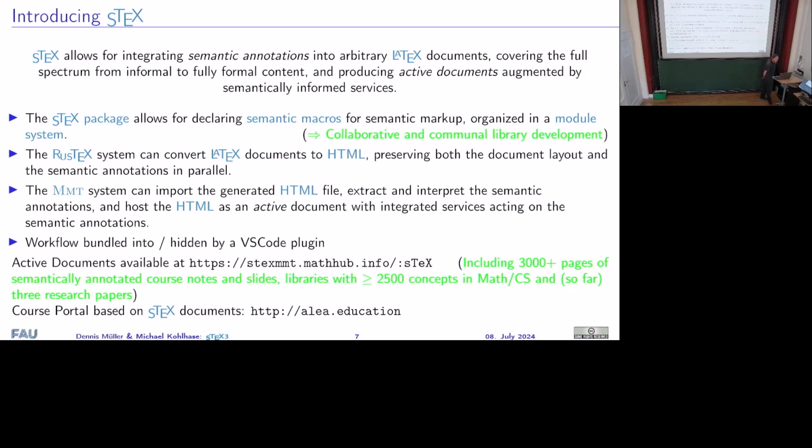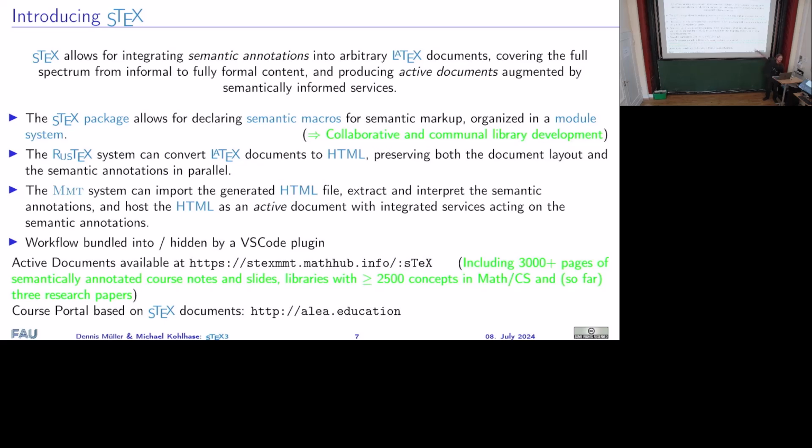We can also use the MMT system to then import that HTML, extract all of the semantic annotations, and serve as an additional semantically informed back-end to introduce more functionality into that JavaScript-oriented HTML. And since we're now at the point where we need 3 pieces of software, we introduce a 4th piece of software that integrates the other 3 so that you don't have to deal with that, which is a VS Code plugin, which you can install and that ideally does most of the work for you in the ideal case.